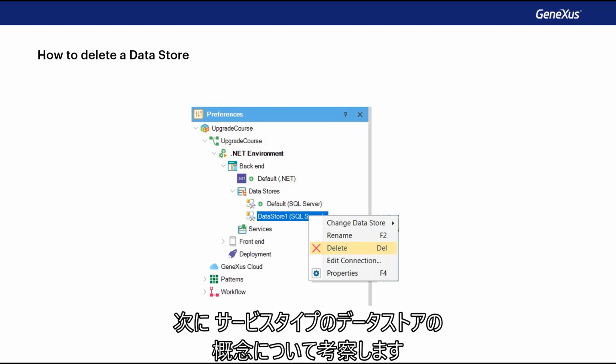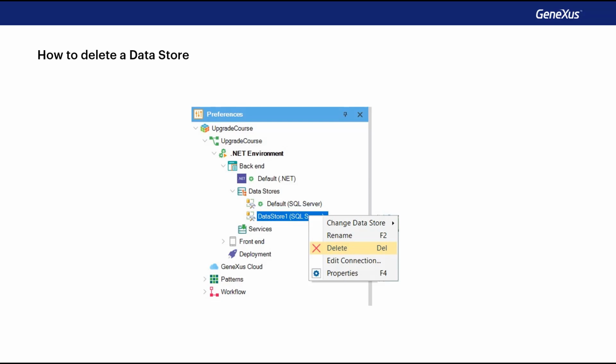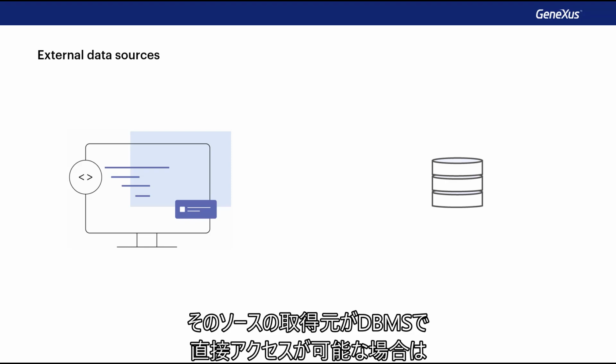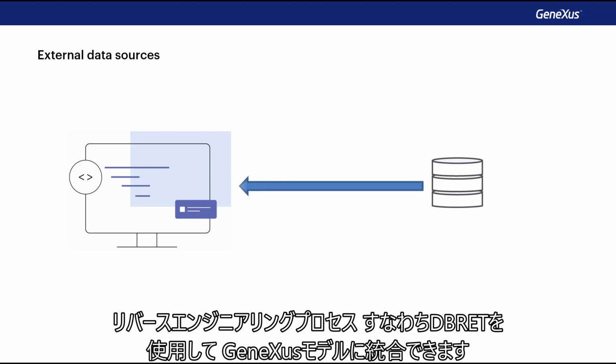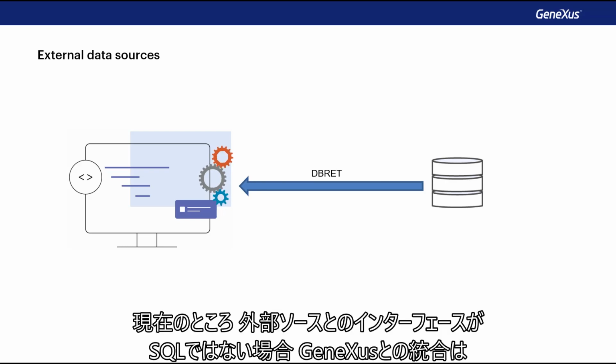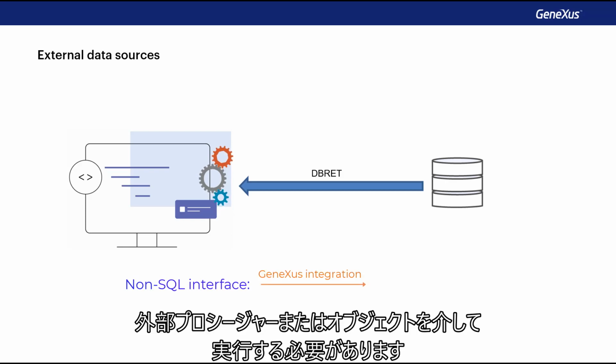Now let's look at the concept of service-type data stores. Many times, we need to integrate a GeneXus application with external data sources. When this source comes from a DBMS and direct access is allowed, the reverse engineering process, dbret, can be used to integrate it to the GeneXus model. Currently, when the interface with the external source is not SQL, the integration with GeneXus must be done through external procedures or objects.